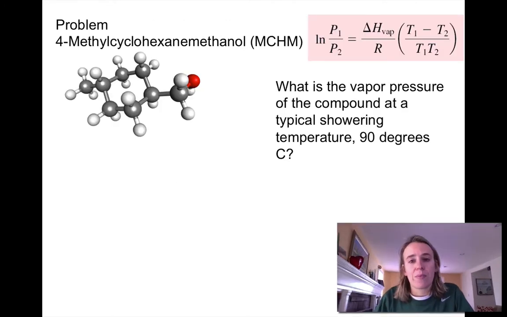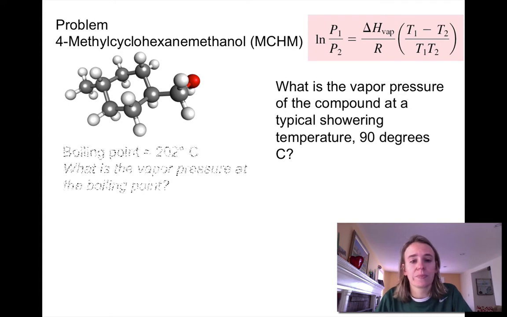So back to that example problem. This example problem was regarding methylcyclohexane methanol, MCHM, which is the chemical that was spilled in West Virginia a few weeks ago. And it's a very relevant question. Not a lot is known about this chemical, and people were asking this question: what's my exposure if I take a shower in this contaminated water? So we want to know, what is the vapor pressure of the compound at typical showering temperature, 90 degrees Celsius.